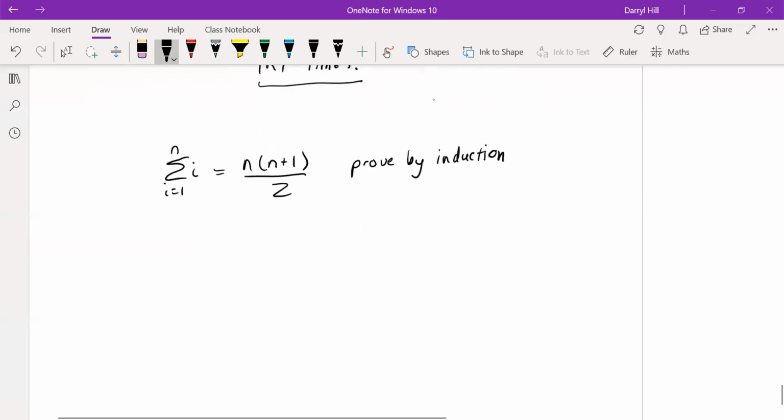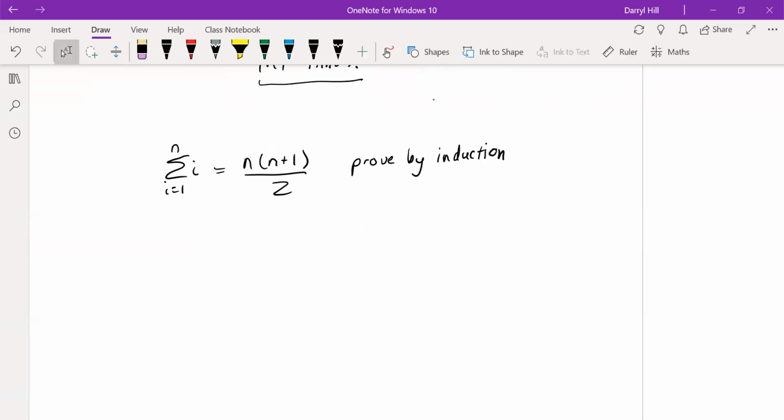All right, so what's the first step? What do we do first in induction? So let's say this is our proposition P of n, right? Is that this is true. So the first step is the basis case.